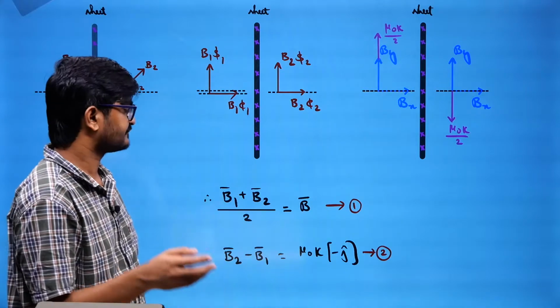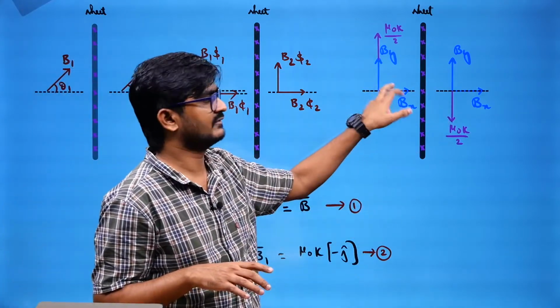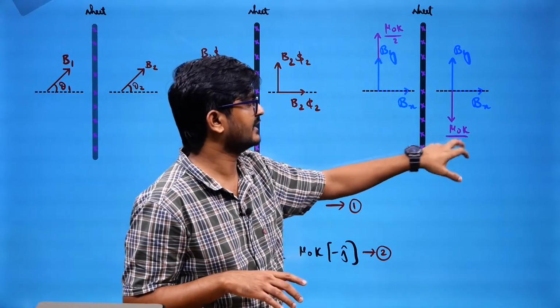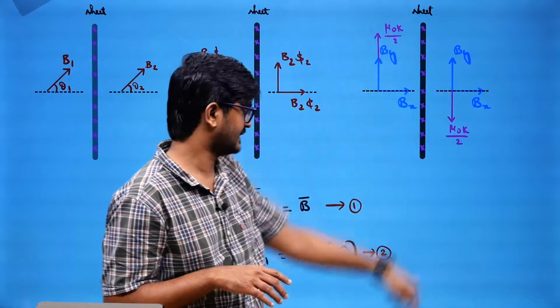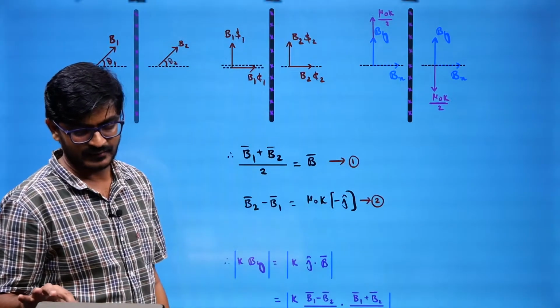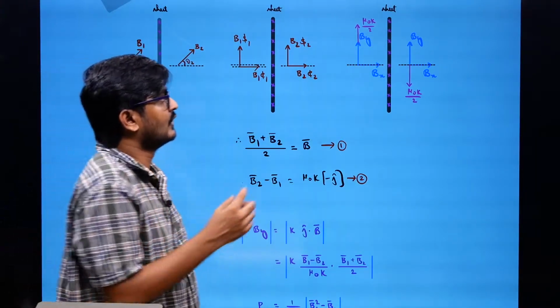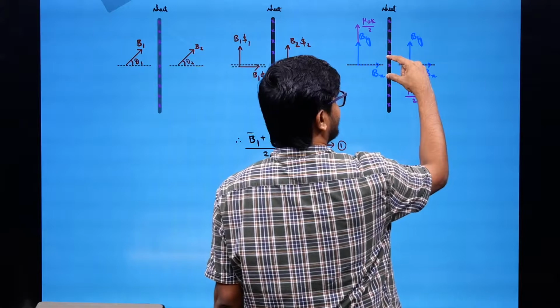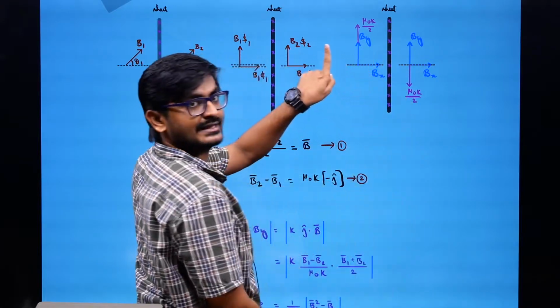Now similarly, let me see what will happen if I subtract B2 bar minus B1 bar. If I subtract these two, what will I be getting? I will be getting mu naught K by 2, mu naught K by 2. Totally it is mu naught into K, in this direction, minus J cap. But what I need to find is force on unit area. Now what is the current in unit length? If I take unit length here, what is the current in this? Current in this is K.